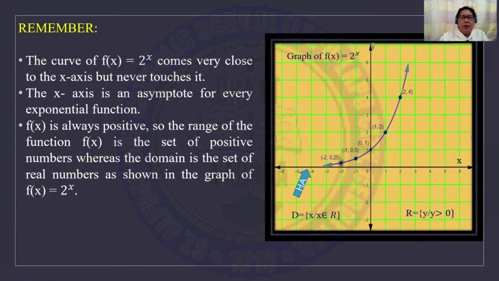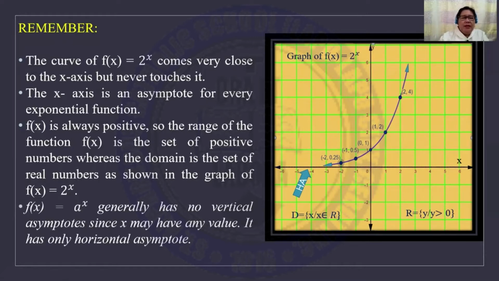f of x is always positive, so the range of the function is the set of positive numbers, whereas the domain is the set of real numbers, as shown in the graph of f of x is equal to 2 raised to x. And f of x is equal to a raised to x generally has no vertical asymptotes, since x may have any value. It has only a horizontal asymptote.